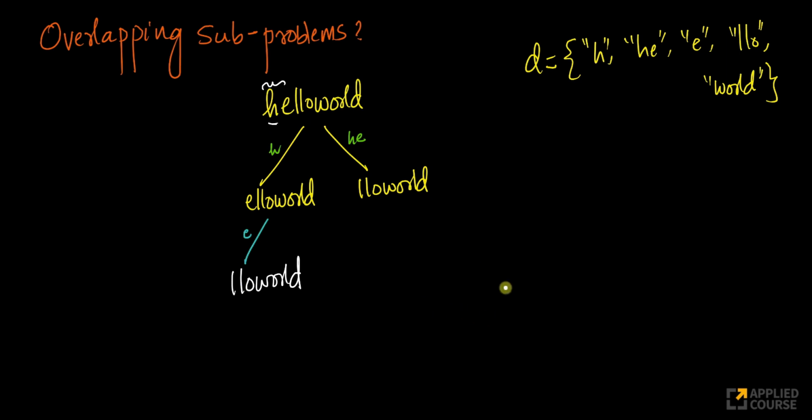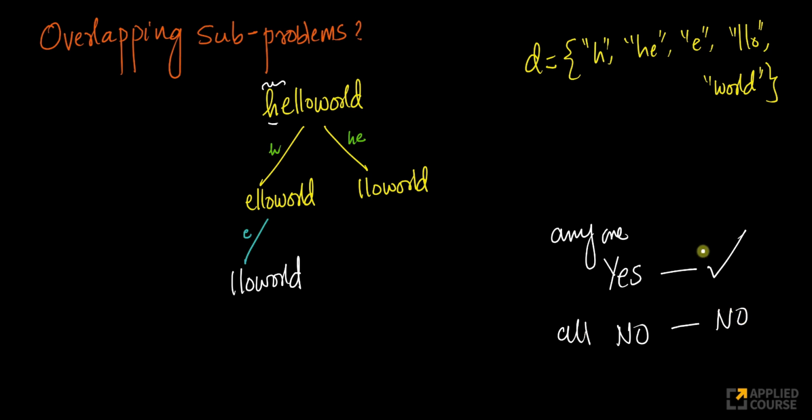Because if any one path leads me to a solution, if any one path leads me to a yes, my answer is yes. If all the paths lead me to a no, so if all no, then my answer is no. If any one path leads to a yes, I will answer yes. If all of them lead to no, only then I'll say no. Right? Very simple question here.